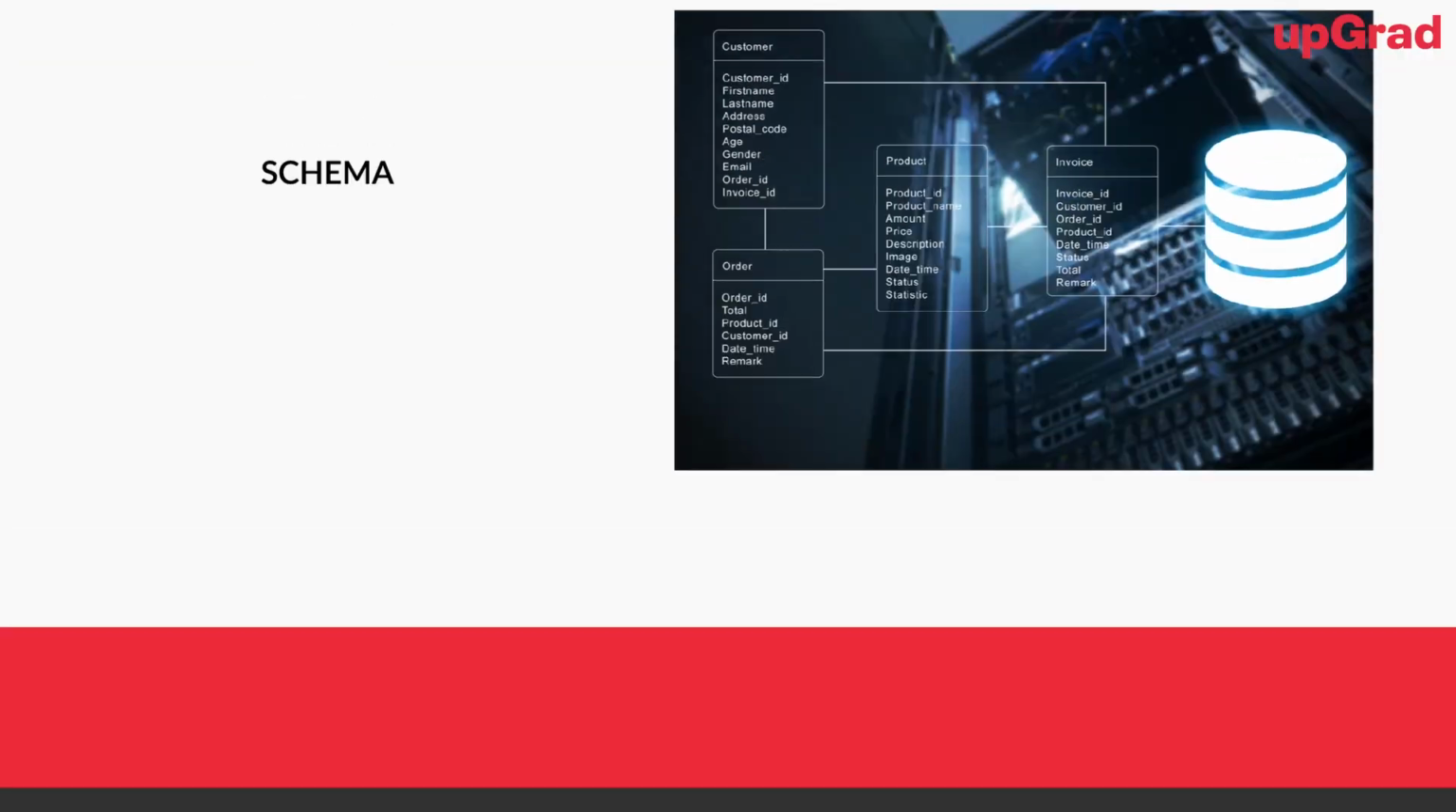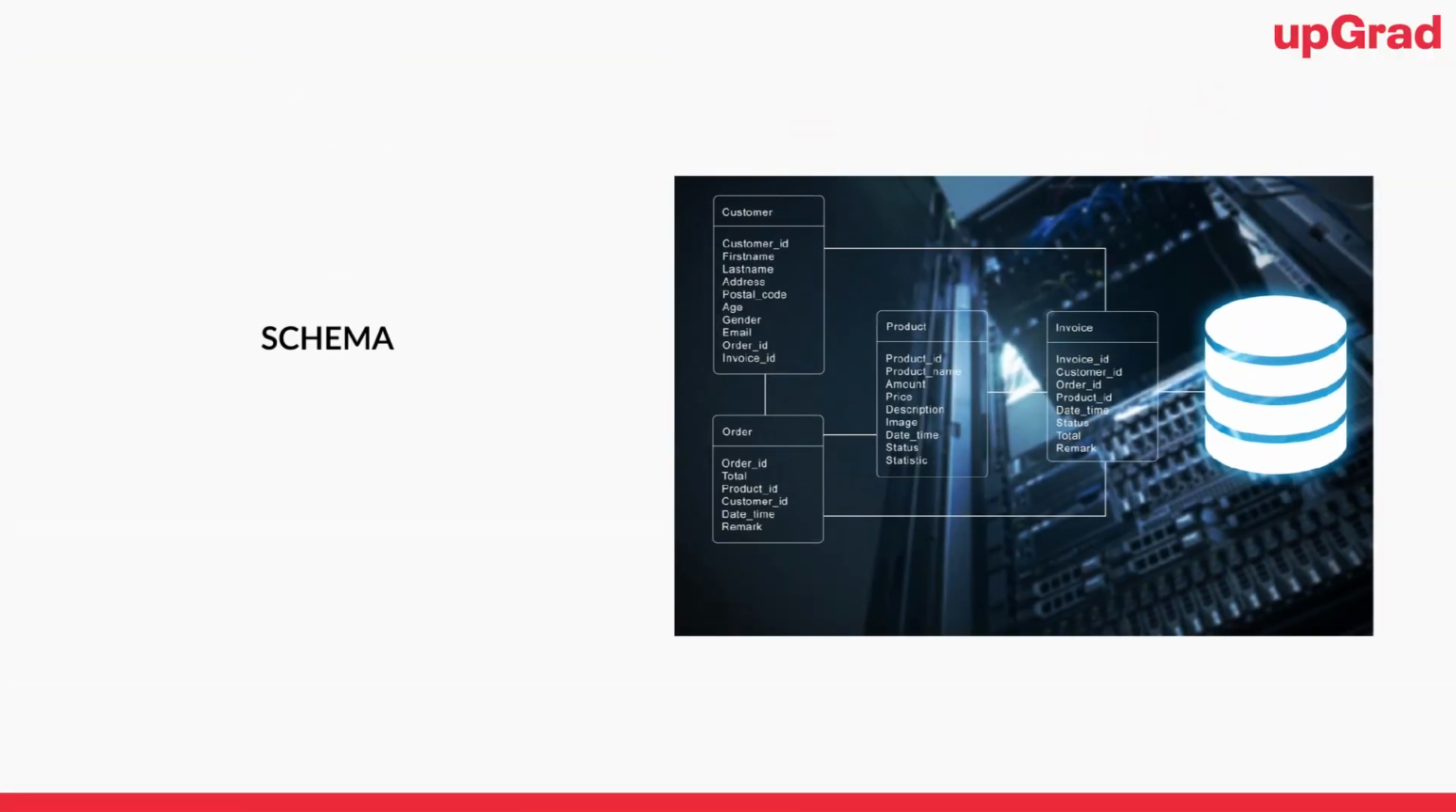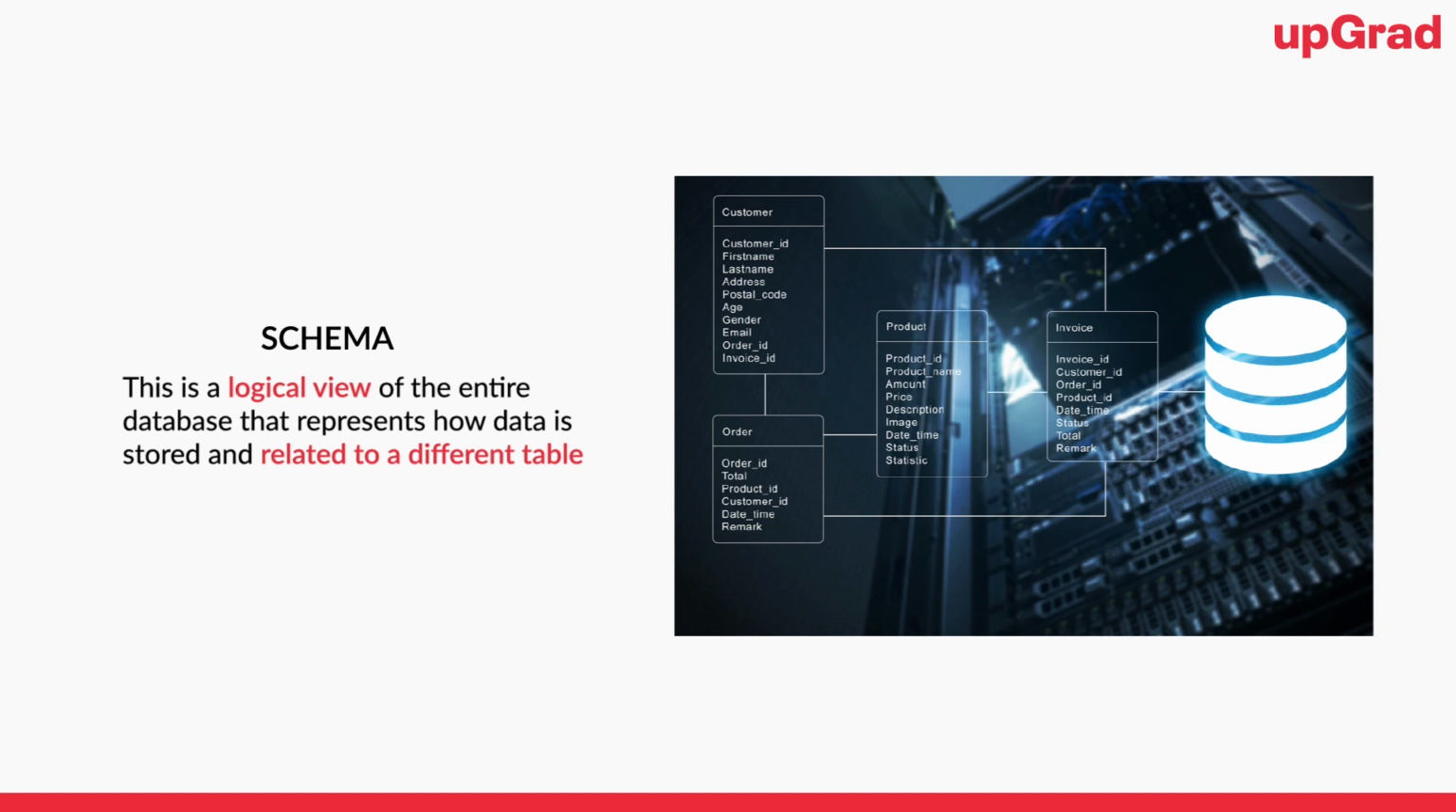Welcome everyone. In this video, we'll try to understand what is schema. Whenever we talk about a relational database management system, the first thing that pops up is schema. What is schema? Schema is just a logical view of your entire data sets: how the data is arranged, how the data is related to each other, how the data is structured in the form of different tables, and how the tables are related to one another.